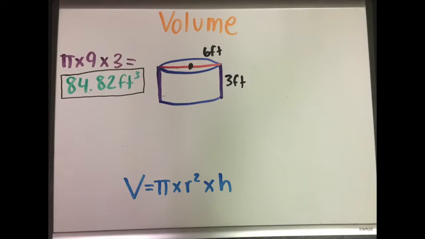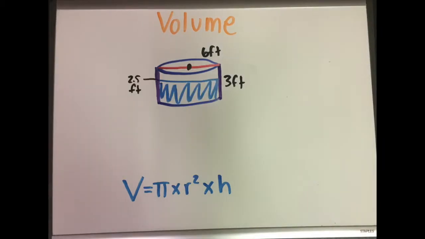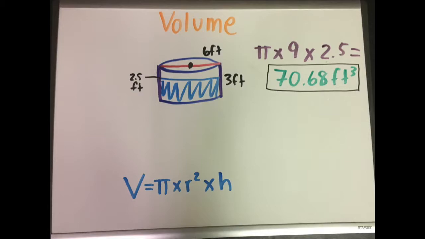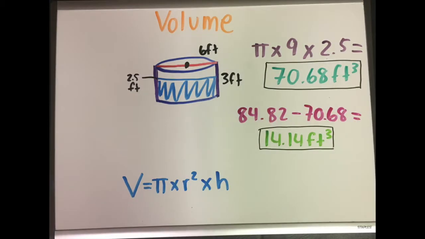We already found the volume of the water that the tank can hold, so let's find the volume of the water the tank actually holds. The tank is 3 feet tall, but the water is only filled to 2.5 feet. So using the same equation, we would multiply pi by 9, the radius squared, by 2.5. This equals 70.68 feet cubed. To find out how much space is not filled with water, we can subtract the second volume from the first volume. The first volume is 84.82 minus 70.68, which is 14.14 feet cubed, which gives you our final volume.